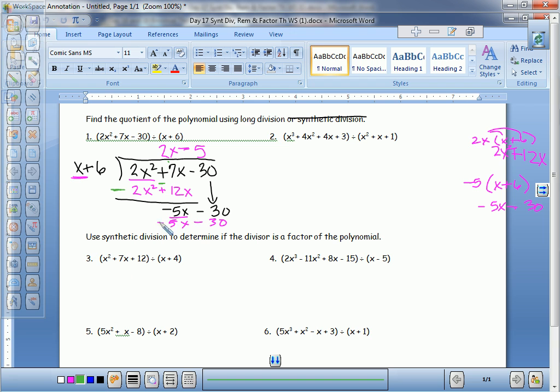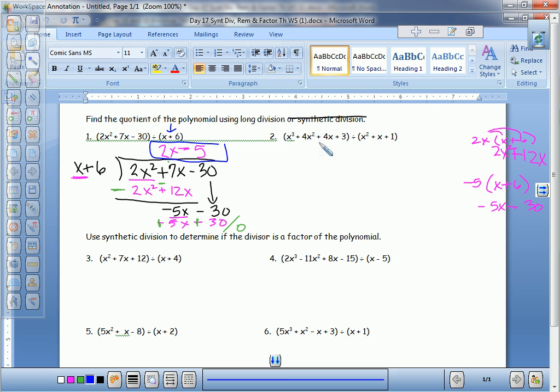Okay, so when we go through and subtract, it changes both of these to positive, which means there's no remainder. All right, so this is my answer. And when there's no remainder, what does it tell us about our divisor? It is a factor. Very good. When there's no remainder, it tells us that our divisor is a factor of the dividend.